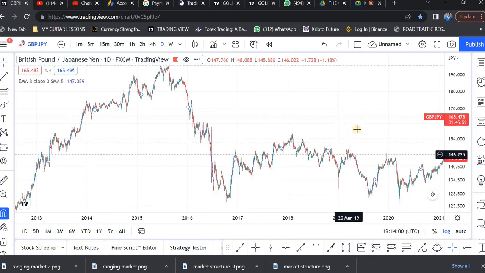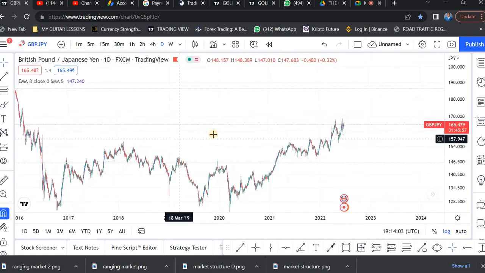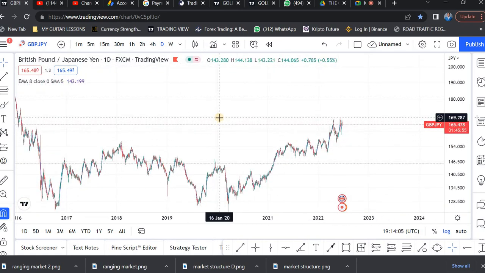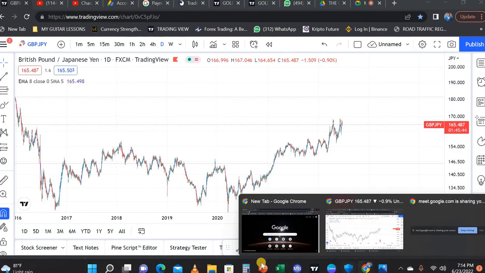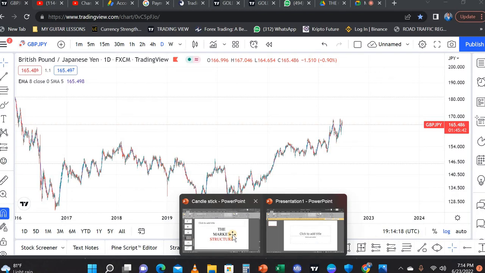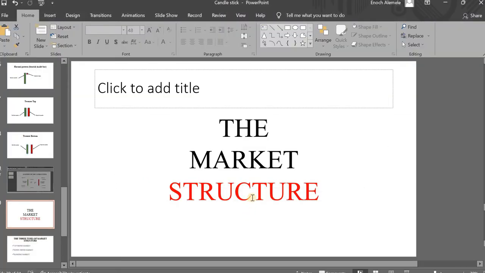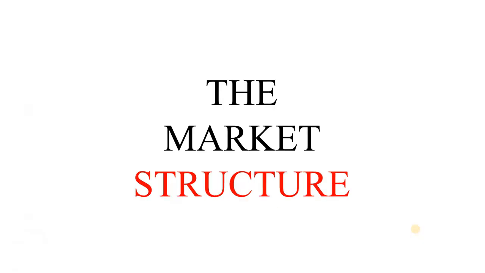Now, when you open the chart like this, if you don't know what is happening in the market, you will not be able to make any meaningful thoughts out of it. Therefore, we need to be able to identify the structure of the market. That will give us information for the decisions we can make, whether to buy, to sell, or not to trade at all. So that is what we are going to learn today.